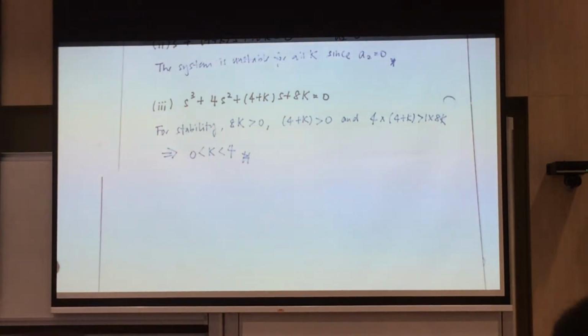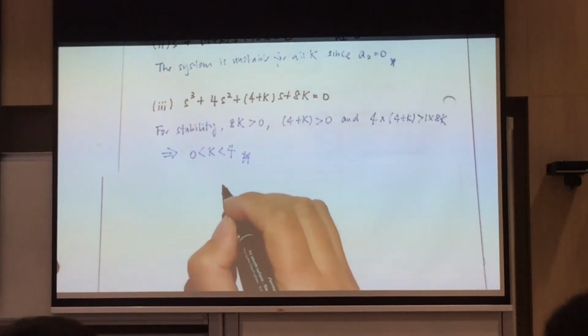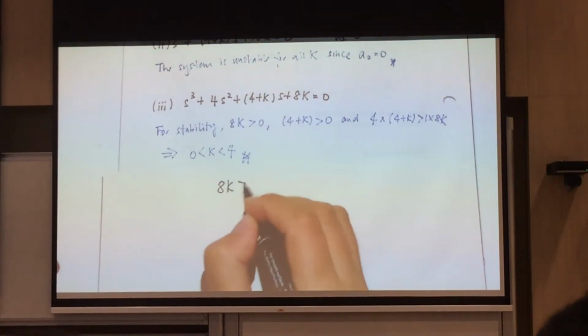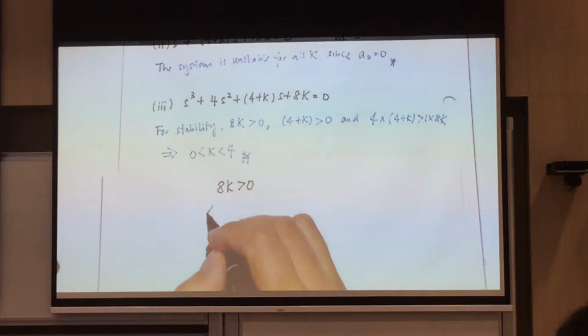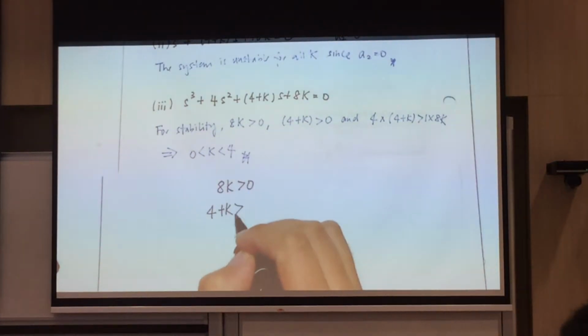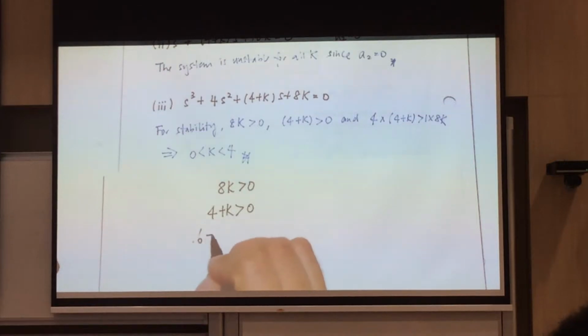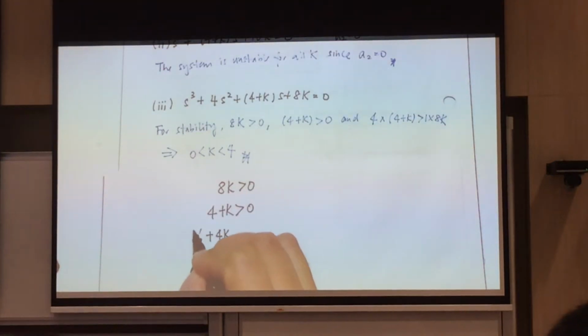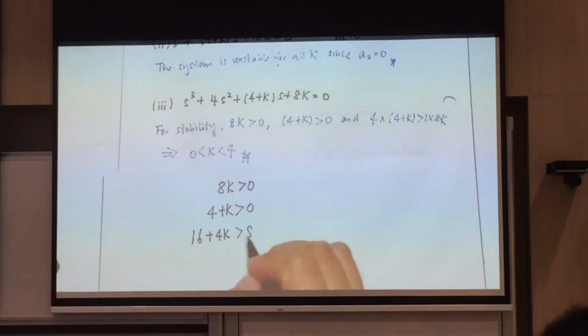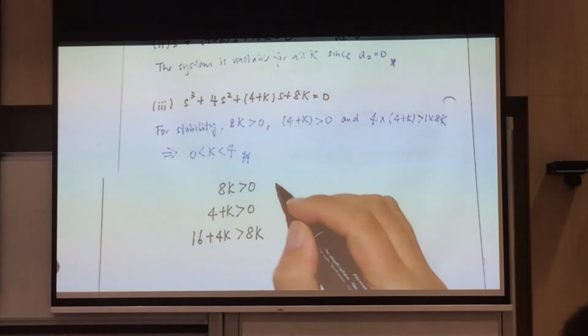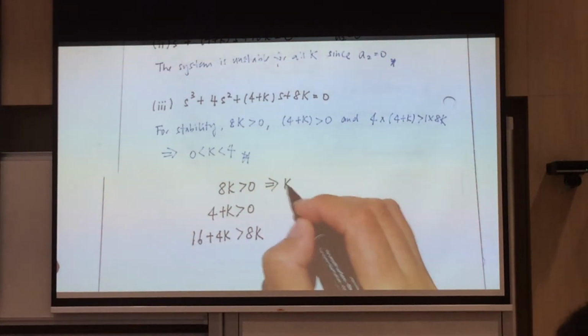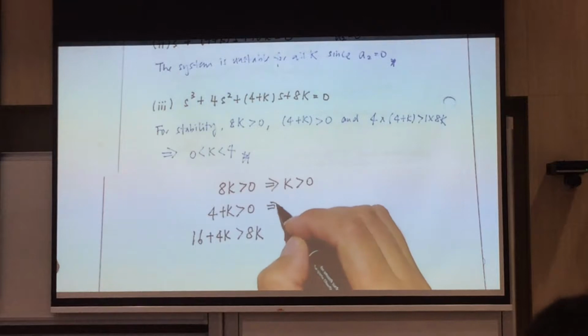Okay. Alright, so what do we have? a bigger than 0. 4 plus k bigger than 0. And here you have 16 plus 4k bigger than 8k. Alright? This is obviously k greater than 0.